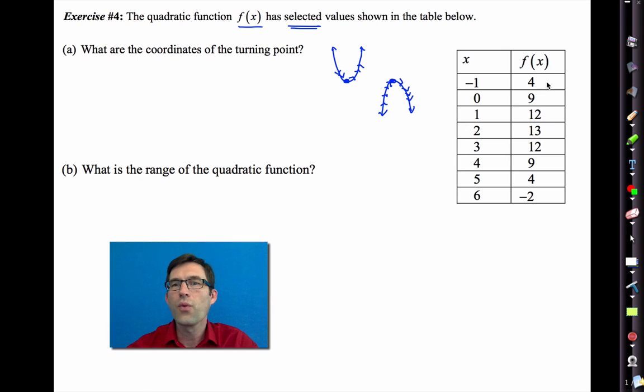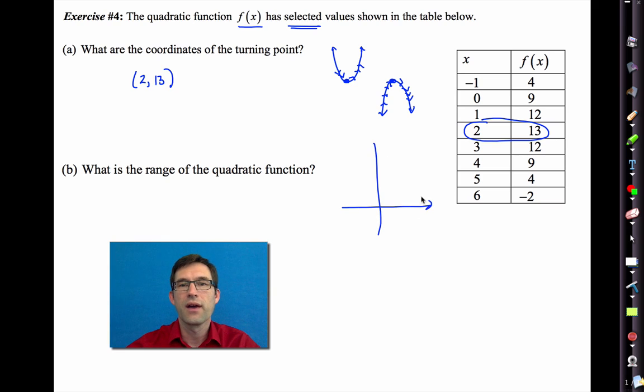So take a look. Here the y-coordinate is going from 4 to 9, which is going up, 9 to 12, which is going up, 12 to 13, which is going up, and then 13 to 12 going down, 12 to 9 going down, 9 to 4 going down. So this is actually the turning point, (2, 13). This is actually a parabola. I don't want to sketch this too much. That kind of looks like this. All right, it's one that kind of goes in that direction, with this being that (2, 13) point.